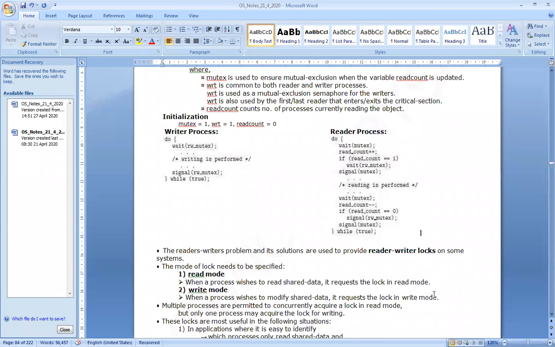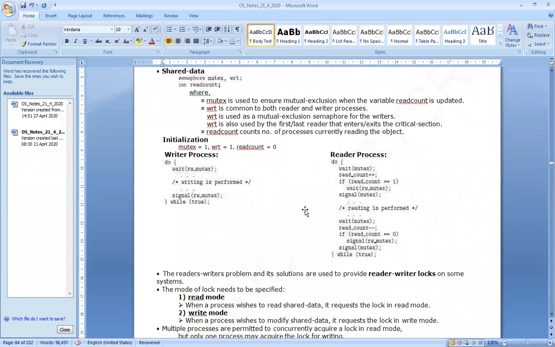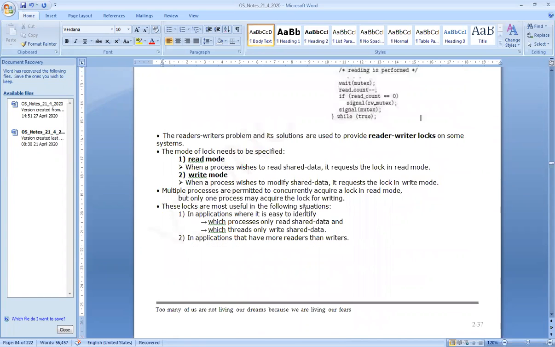We design our reader and writer procedure with the help of these three variables, mutex, wrt, and read count, and with the help of two functions, the wait and signal functions, so we try to achieve the synchronization. We try to get the result for the reader writer problem, and we see that the reader writer problem is in a synchronous order. So that is how we use our reader writer problem.